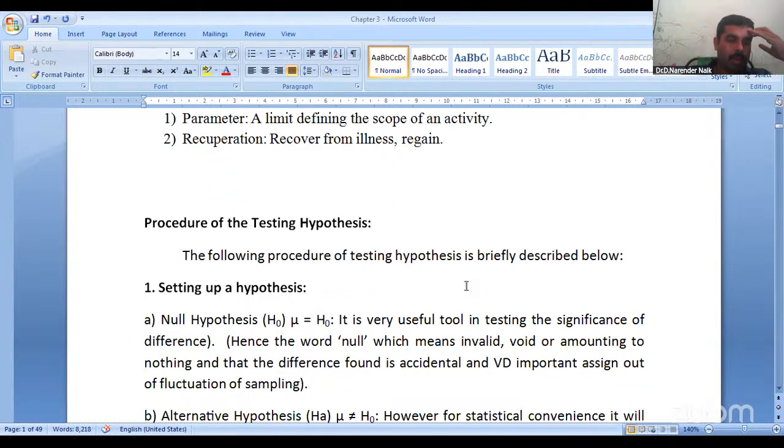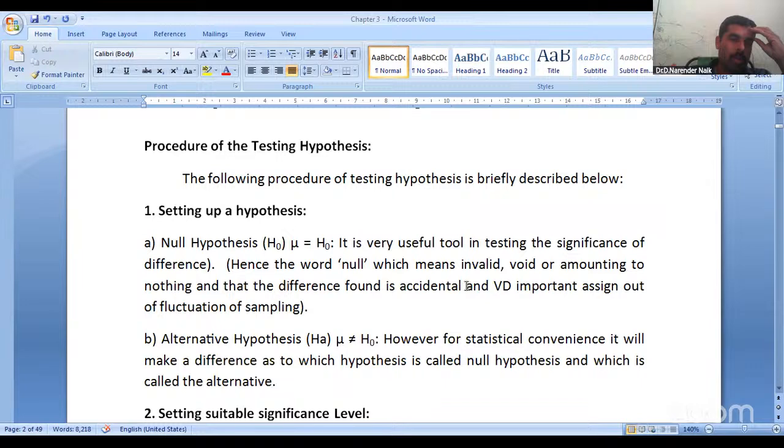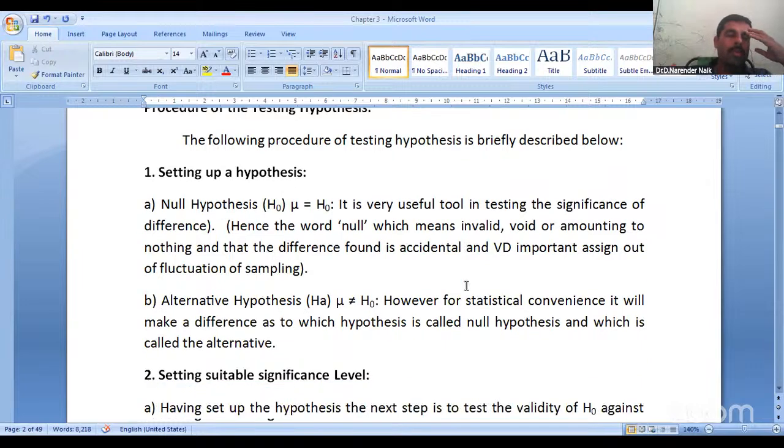So here, procedure of testing hypothesis. This procedure you have to follow, my dear students. The following procedure of testing hypothesis is briefly described below. Setting up a hypothesis, null hypothesis H naught, mu is equal to mu naught. It is a very important and very useful tool in testing the significance of difference. Hence the word null, which means invalid, void, or amounting to nothing, and that the difference found is accidental and really is brought about by the fluctuation of sampling.